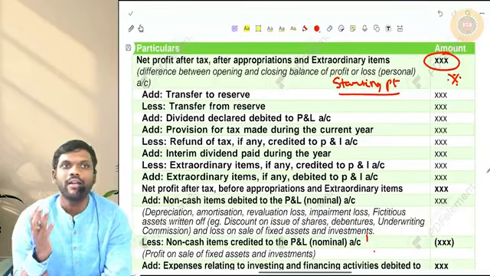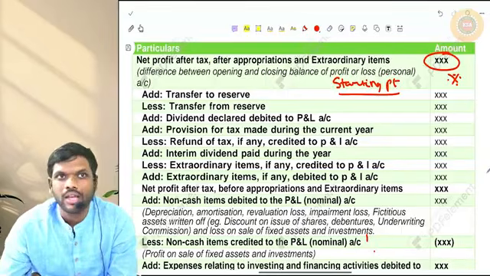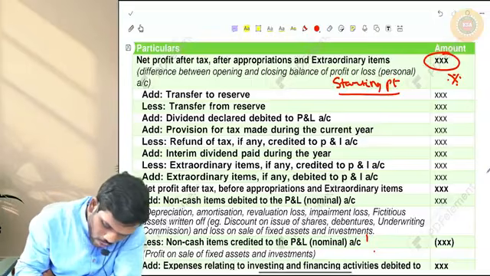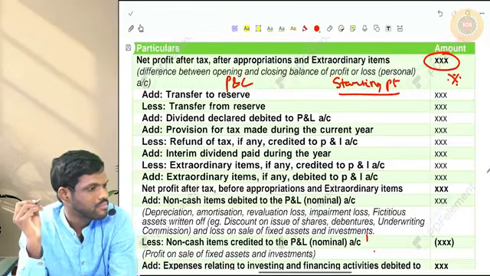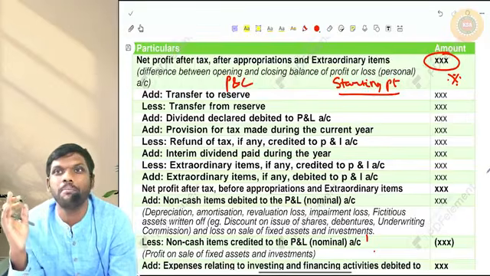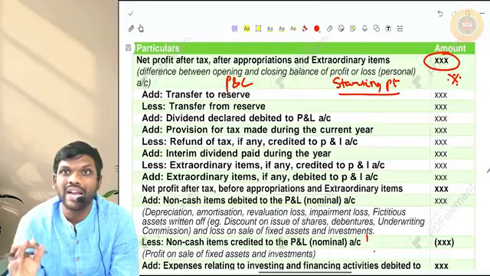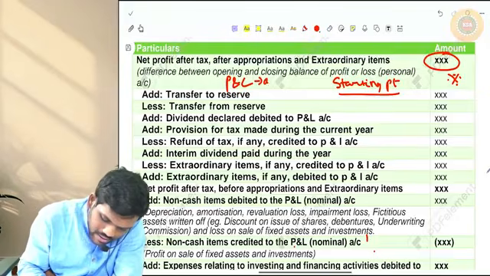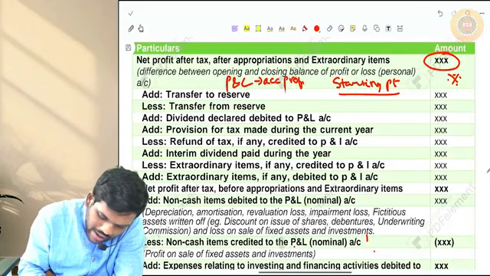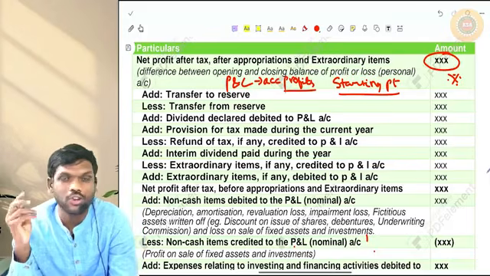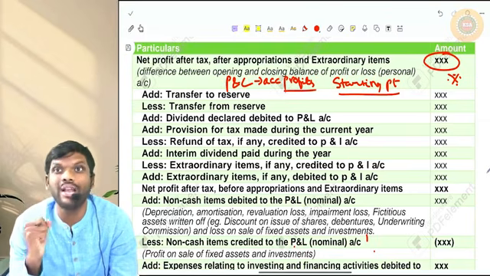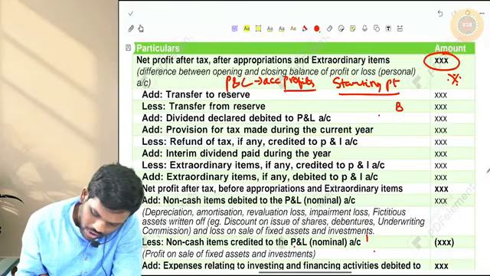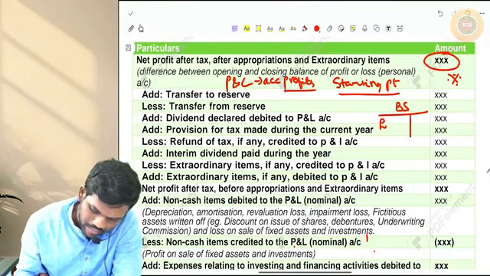So first point, when a balance sheet is given, immediately go to reserves. In reserves, there will be something called P&L. This is actually the P&L personal account. This P&L which is there as a part of reserves represents accumulated profits. It is not one year's profit. It is cumulative profit.